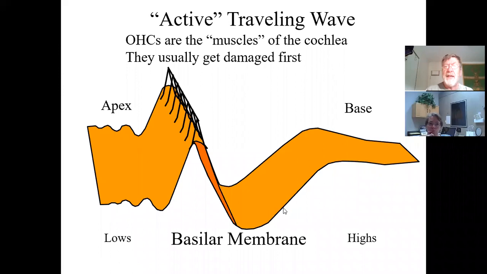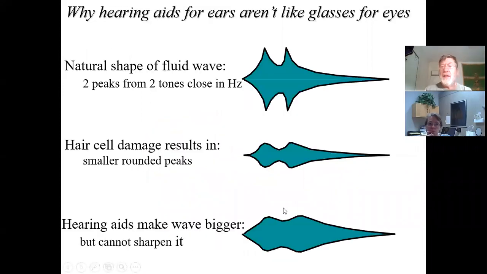So when we go back to sharing slides again, here you are. If we move ahead here, you will see a person on the top. This person has two traveling waves. His cochlea is unrolled, and he's got two peaks. So he's hearing two frequencies that are fairly close together. He can easily distinguish the difference between the two.